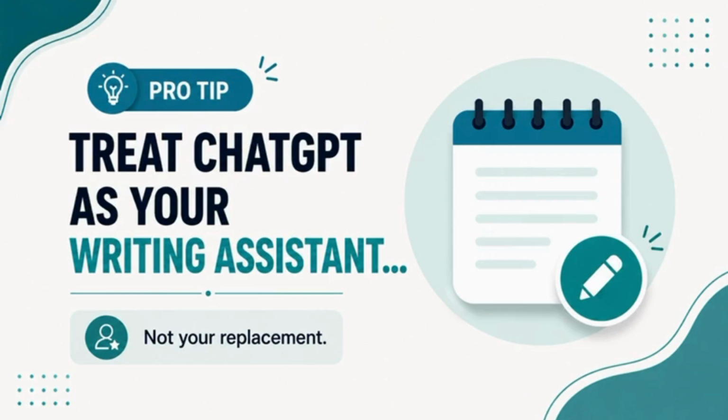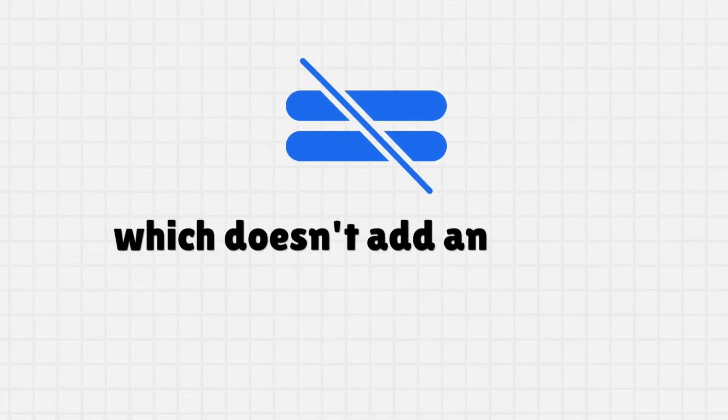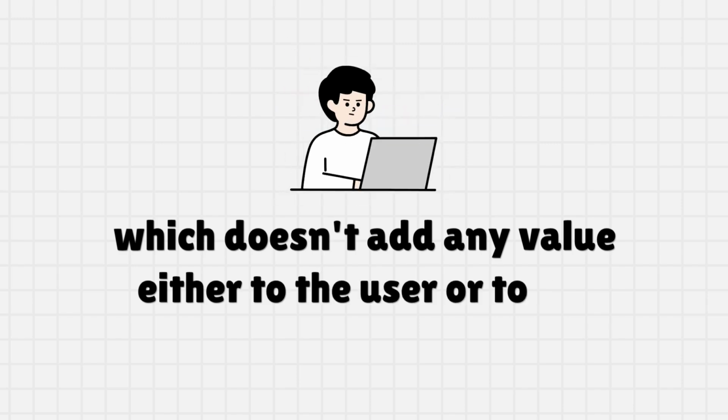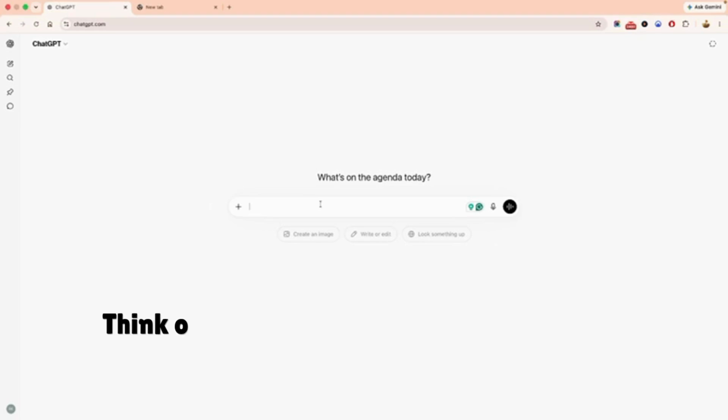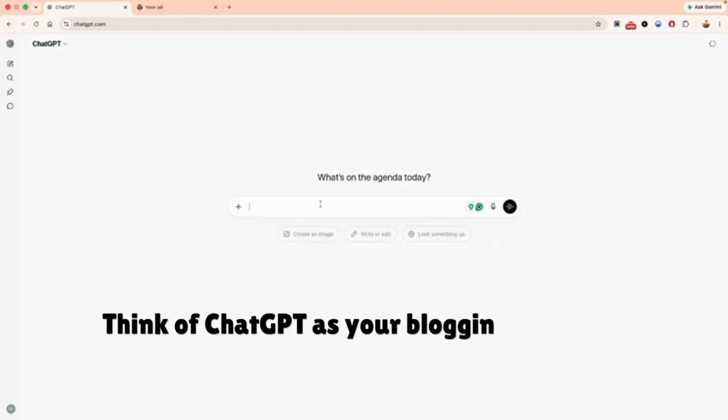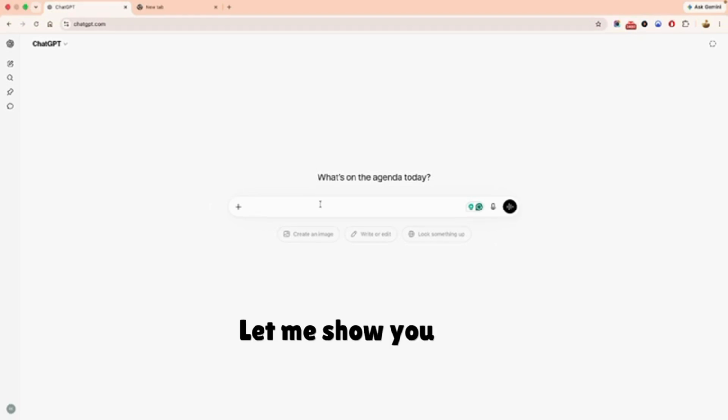If you ask it to write an article from scratch, it will definitely write something for you, but whatever content it generates is mostly generic, which doesn't add any value either to the user or to the search engines. Instead, think of ChatGPT as your blogging assistant. Let me show you how.